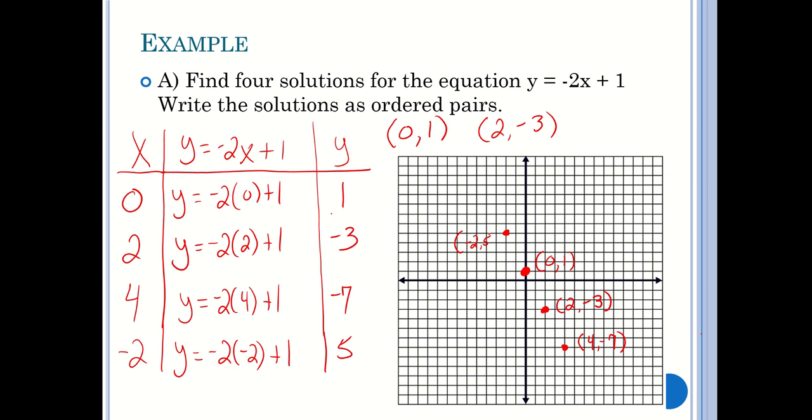(-2, 5). All right, now we connect the dots. Remember, if your line curves, it's because you made a mistake with one of your points. You have an ordered pair that is off. So my last two ordered pairs were (4, -7) and (-2, 5).